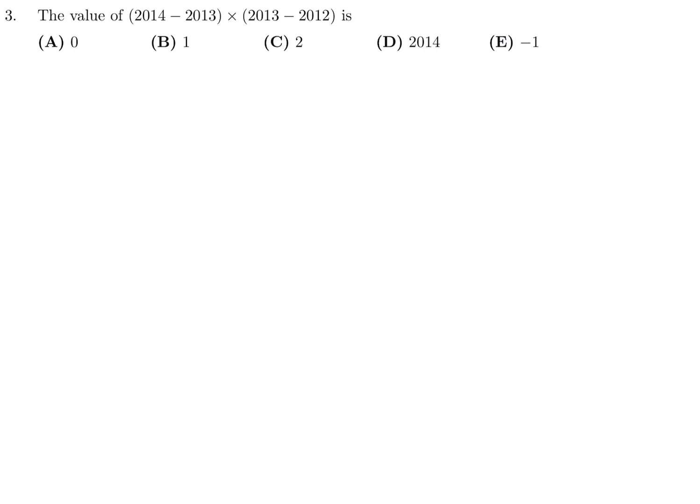The value of 2014 minus 2013 times 2013 minus 2012 is 2014 minus 2013, and then multiply that by 2013 minus 2012. So the first one is 1, the second one is 1, so we have 1 times 1, which is just 1. So number 3, the answer is B.